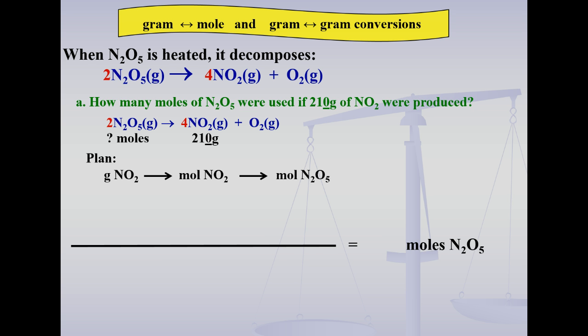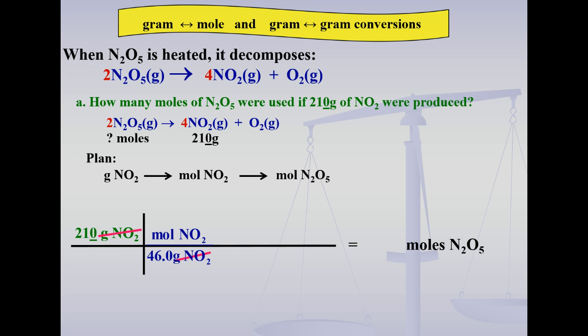Now we can solve. Start with your given, 210 grams of nitrogen dioxide, multiply by the formula mass with moles on top, 1 mole over 46.0 grams of nitrogen dioxide. And listen, you must have these units. Don't skip out, okay? You have to have the substance because you're working with two substances now. So you want to make sure you have mole nitrogen dioxide over 46.0 grams of nitrogen dioxide. Do that to keep it straight, otherwise you will get very confused.